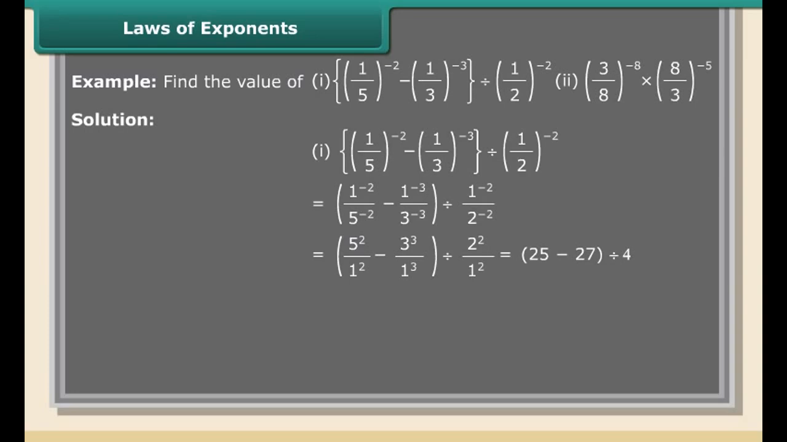Example. Find the value of (5/7)^(-2). Solution.